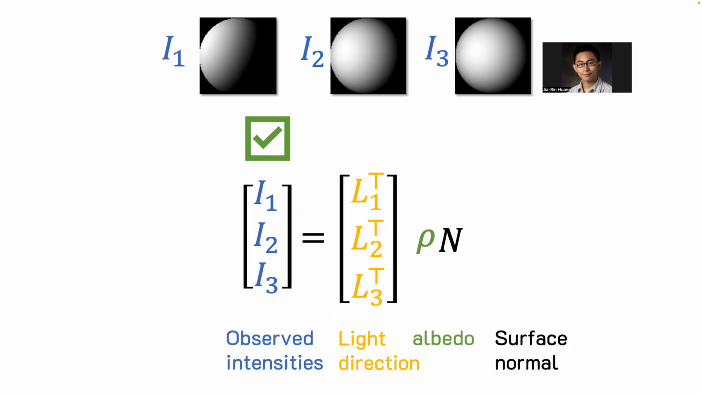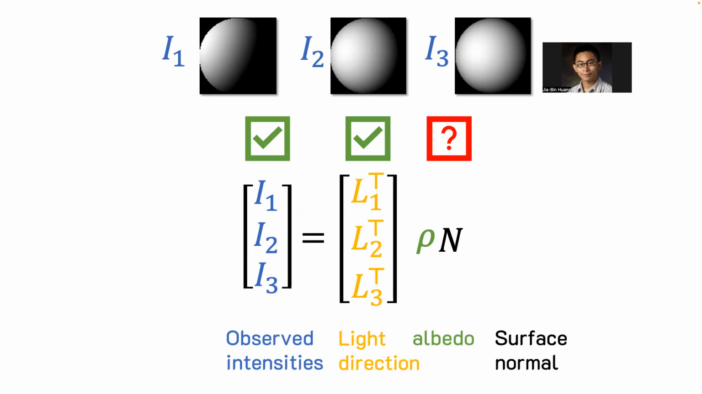All right, and then this matrix is something you know, and on the right-hand side, this rho times n is something you don't know. So what does this look like? It looks like AX equal B, right? So it's a linear system of equations, and you can solve this with linear algebra, with least squares.